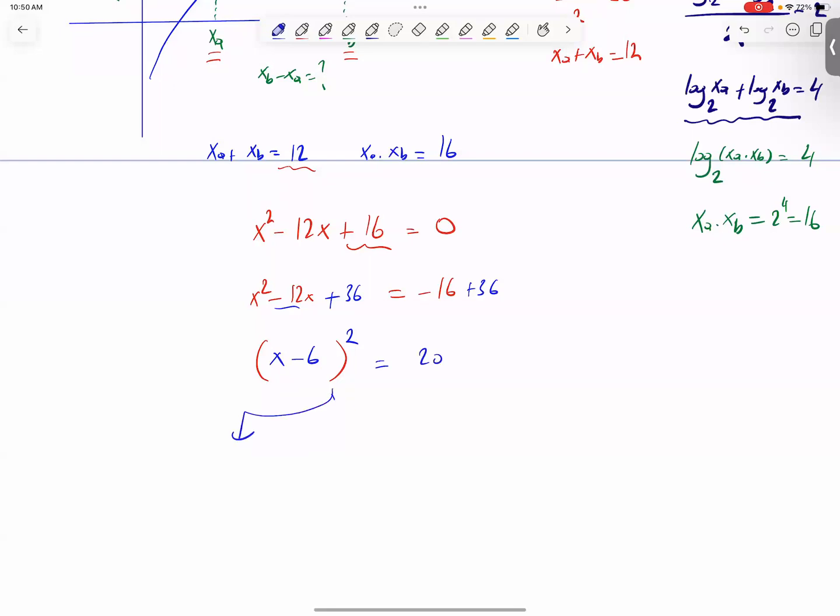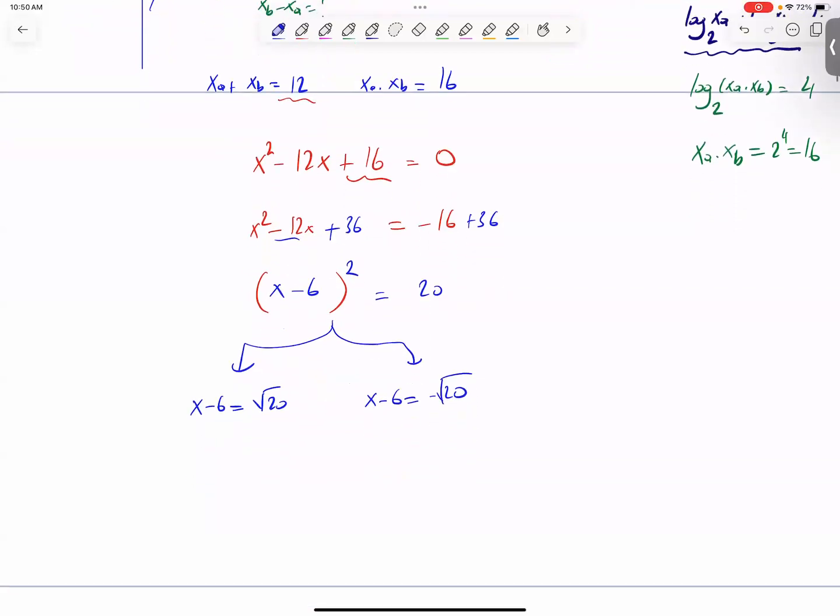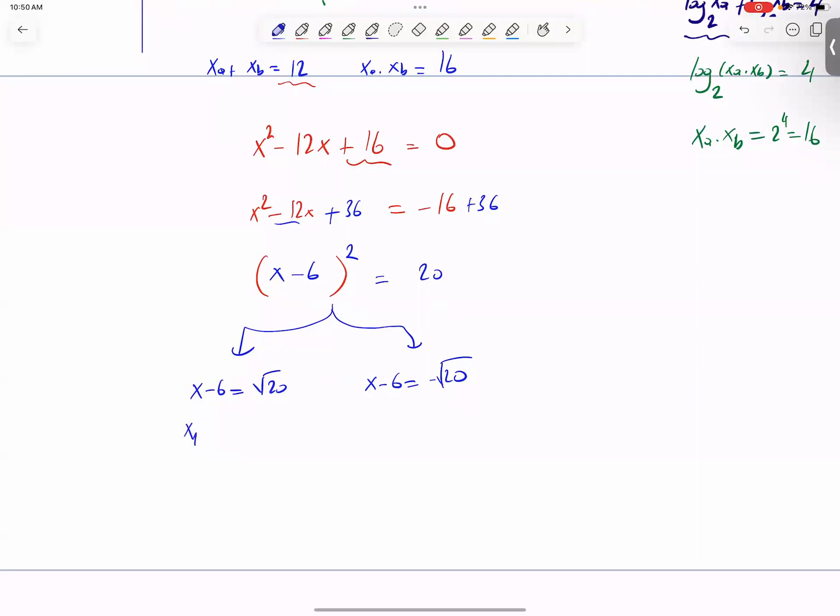Then if we take the square root, we have the positive solution, which is x minus 6 is equal to root 20. The negative one is also x minus 6 is equal to negative root 20. So the first solution is x1 is equal to 6 plus root 20, which is 2 root 5. And the second solution is 6 minus 2 root 5. The bigger one is xb and the smaller one is xa.